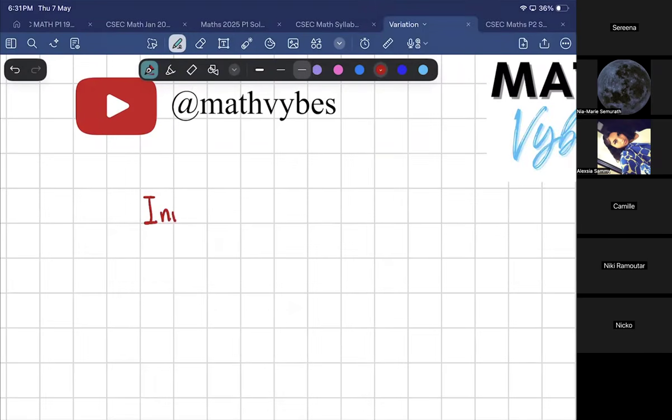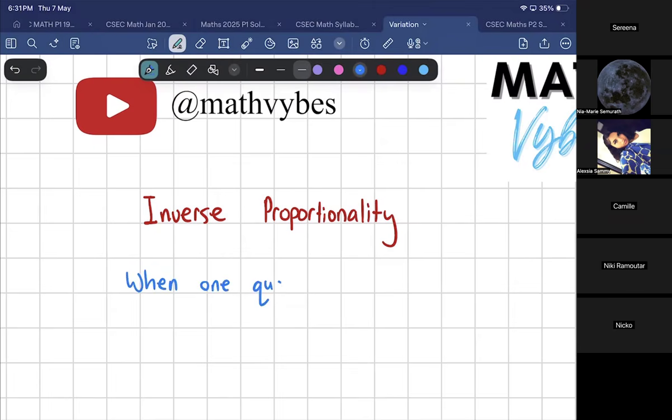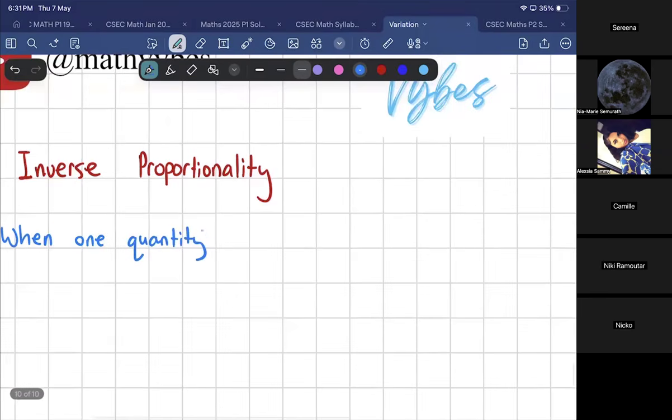Oh, inverse proportionality. So can somebody just tell me what the intuition behind inverse proportionality is? Somebody tell me the intuition behind it. It's the opposite sense. So if one goes up, the other will go down. Good. So when one quantity rises, the other what?